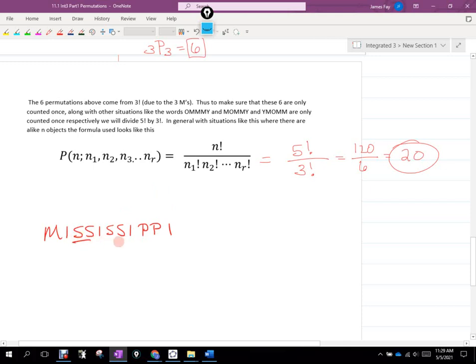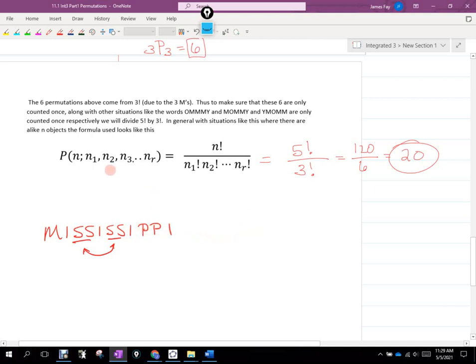Could I take those two S's and replace those? Could I flip-flop those two groups? And I still get Mississippi, right? So I don't want that to be counted twice. I only want that to be counted once. So that's a problem. Could I flip-flop any of the I's? Yeah. So what we do, how many letters are in Mississippi? 1, 2, 3, 4, 5, 6, 7, 8, 9, 10, 11.